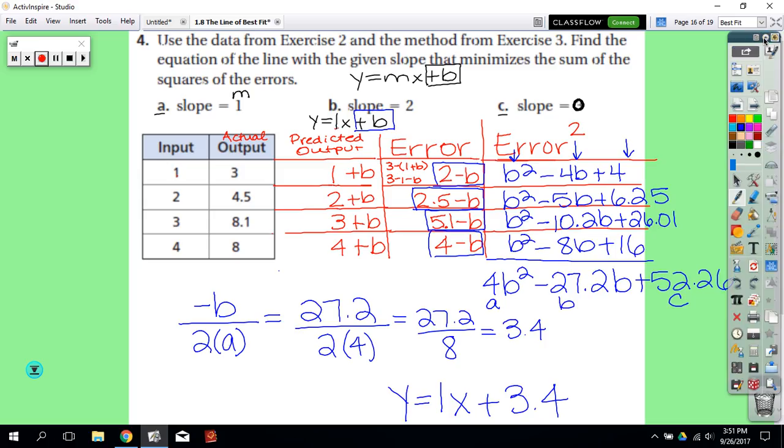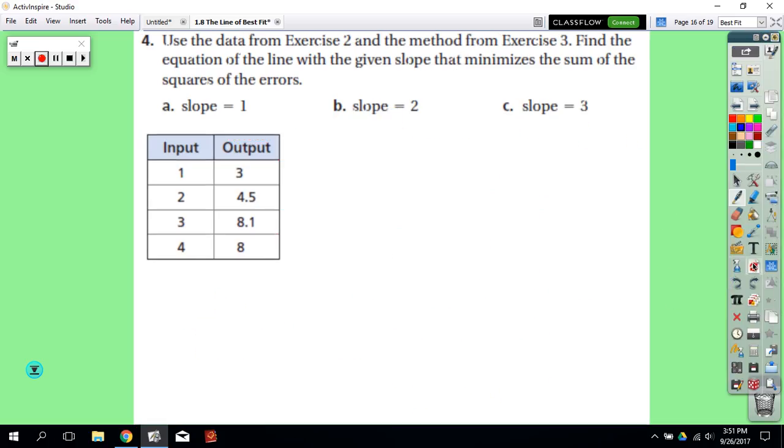Okay, so we're going to set this up again. We're going to set this up for when our slope is equal to 0. So again, our equation this time is going to be y equals 0x plus b. This is what we're looking for. This comes from the slope that they give us.